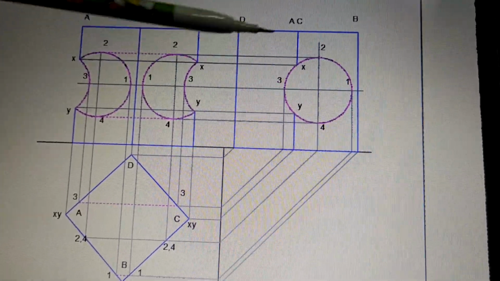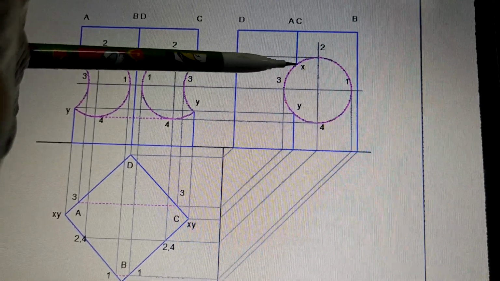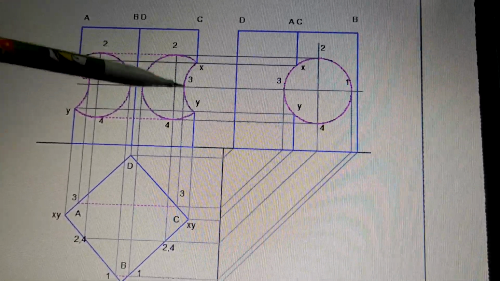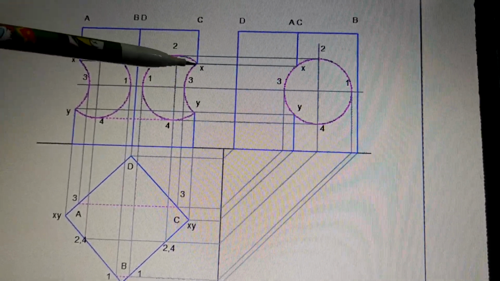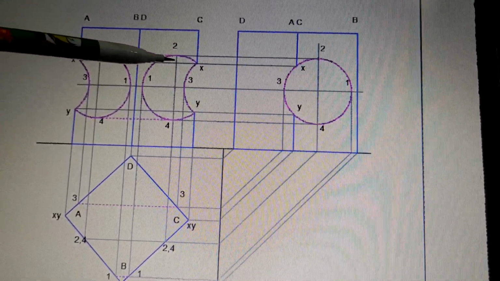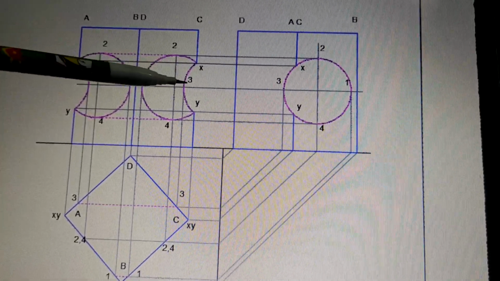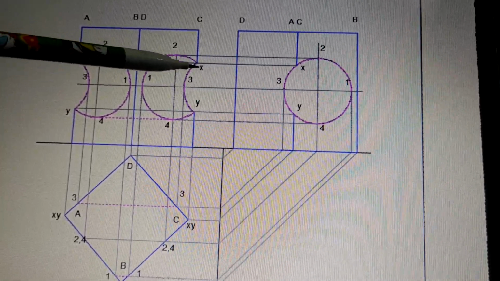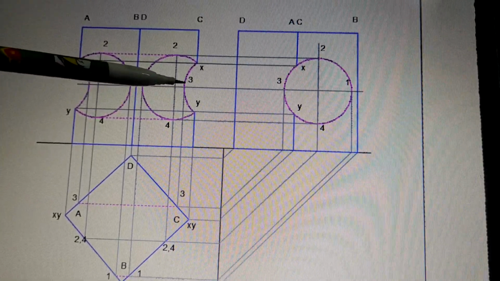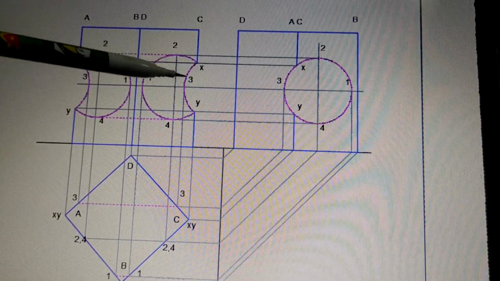Okay, having done this, now let us decide what to do with the curve x3y. Now x is here, 3 is here, y is here. We have already drawn it. Now when you join this, that will form a curvature like this. Now you will wonder why this curve has not continued like this and reached here. Why is this not continued like this and reached here? Now that will not happen.